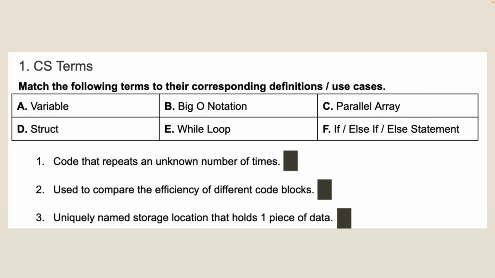Okay, code that repeats an unknown number of times. You all said while loop. Sounds good. Used to compare the efficiency of different code blocks: Big O notation. So what is Big O notation, if we had to describe it? Runtime analysis, essentially how many lines of code are going to run in our program in the best case or the worst case?